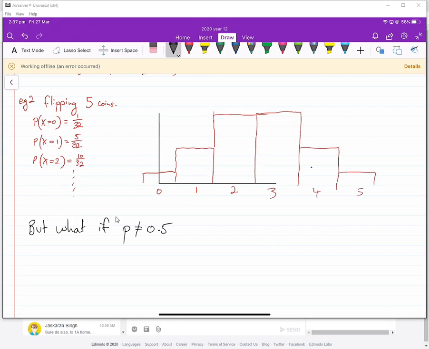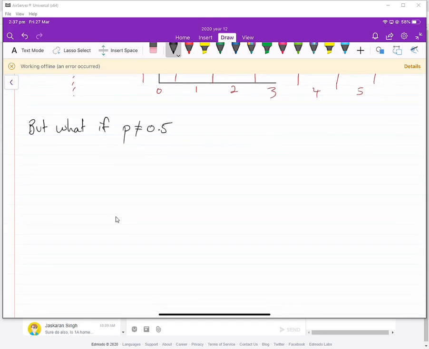So let's have a look at this as an example. For example, rolling a dice, say, let's look at it 3 times. Rolling a dice 3 times and wanting sixes.